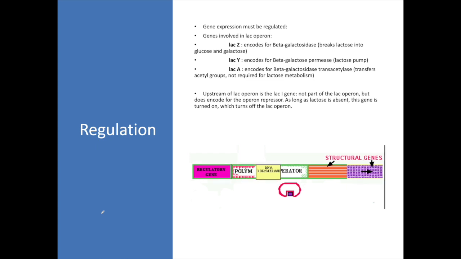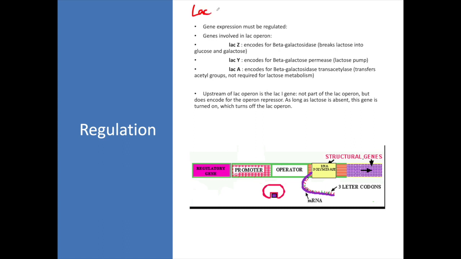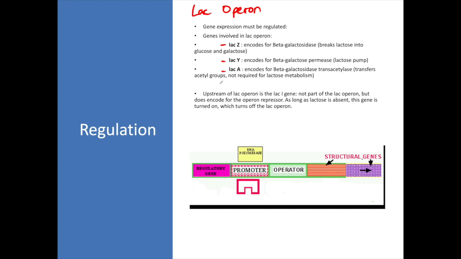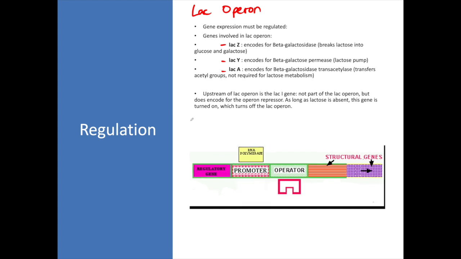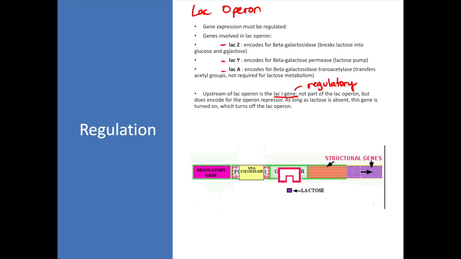Now, to take a look at regulation, we're going to study something called the Lac Operon. The Lac Operon is a set of 3 genes, LacZ, LacY, and LacA. These 3 genes are all regulated by a single regulatory region. Now, there's one more gene called the LacI gene that is not within the operon. The LacI gene is a regulatory gene, and it encodes a protein that is part of the regulatory system for the Lac Operon. So LacZ encodes beta-galactosidase.